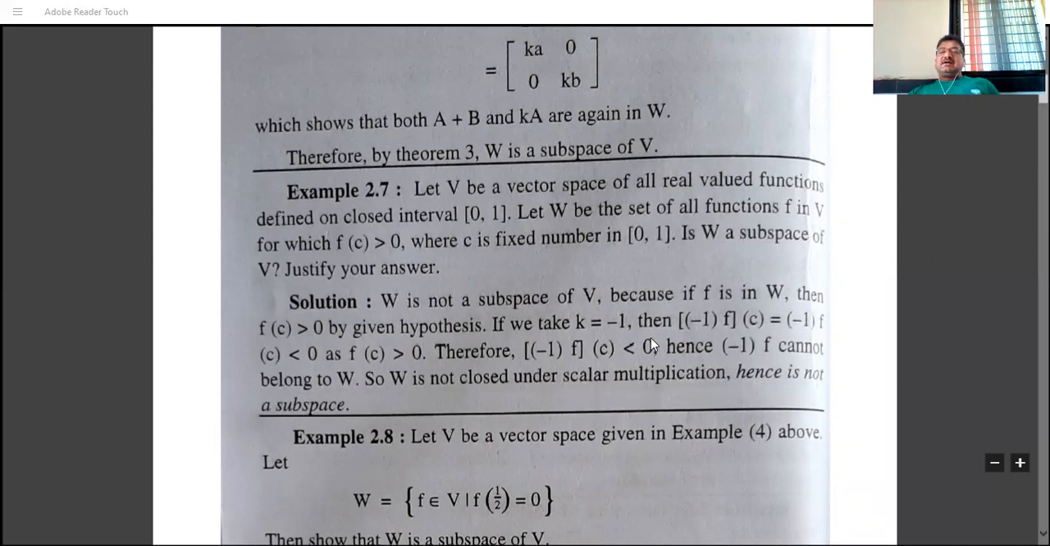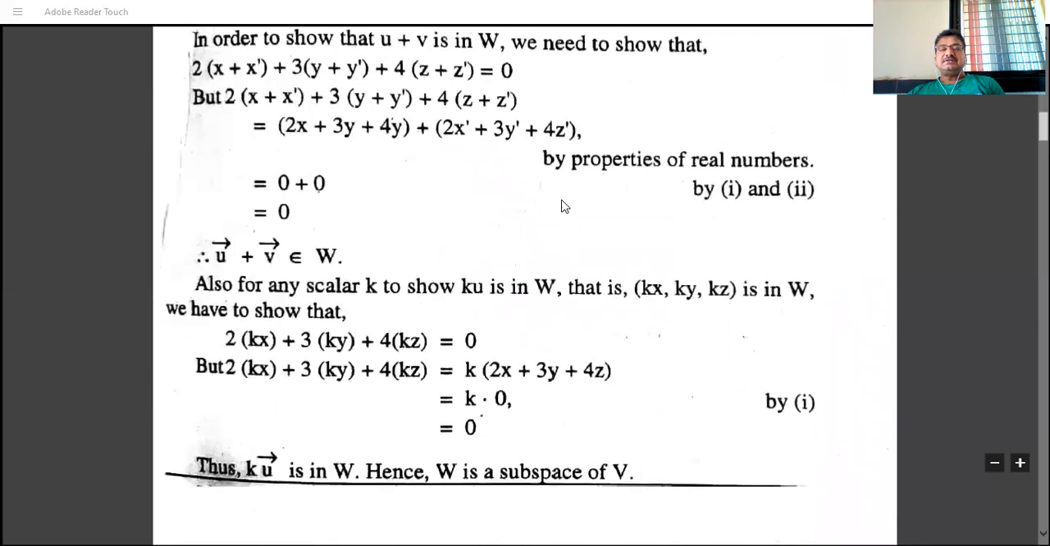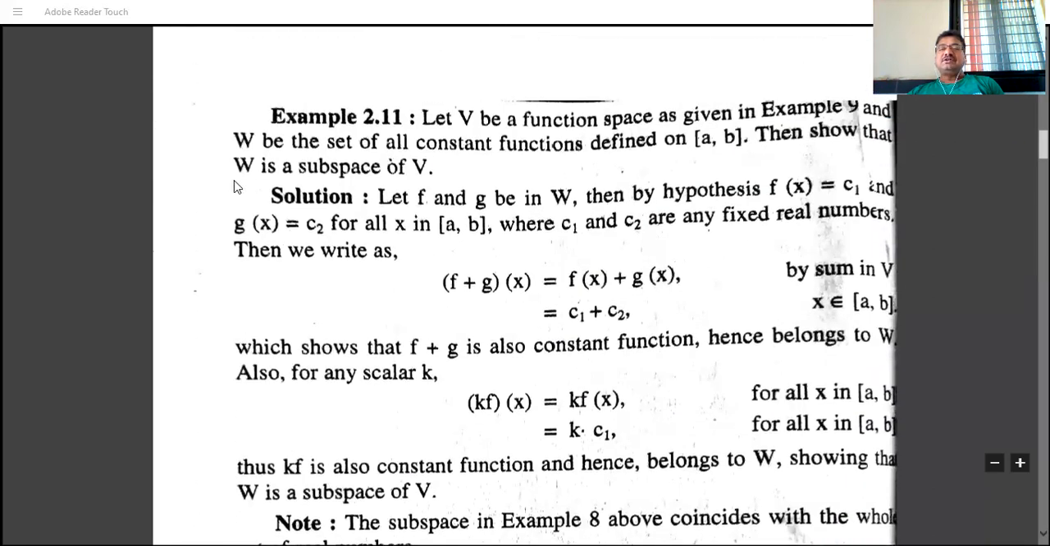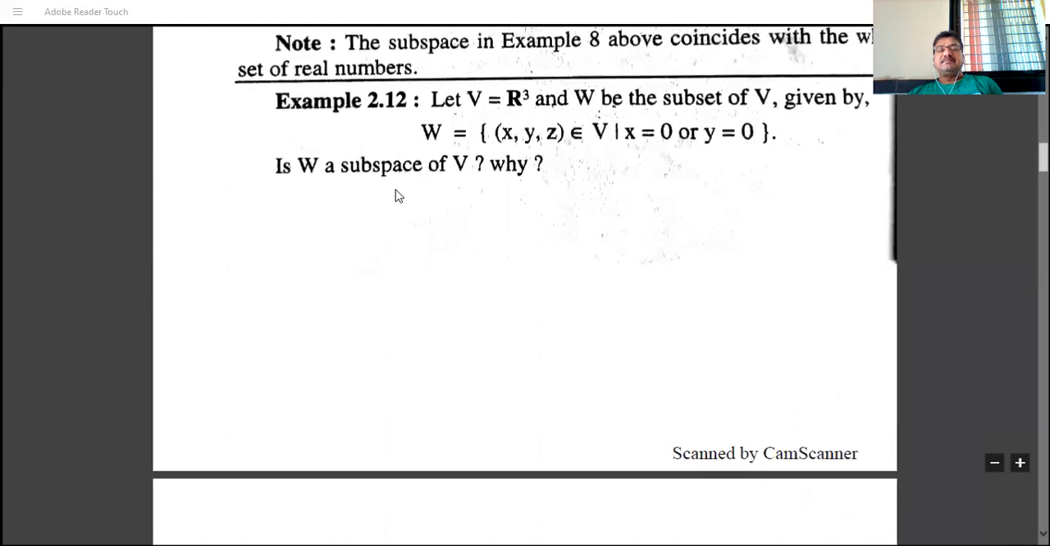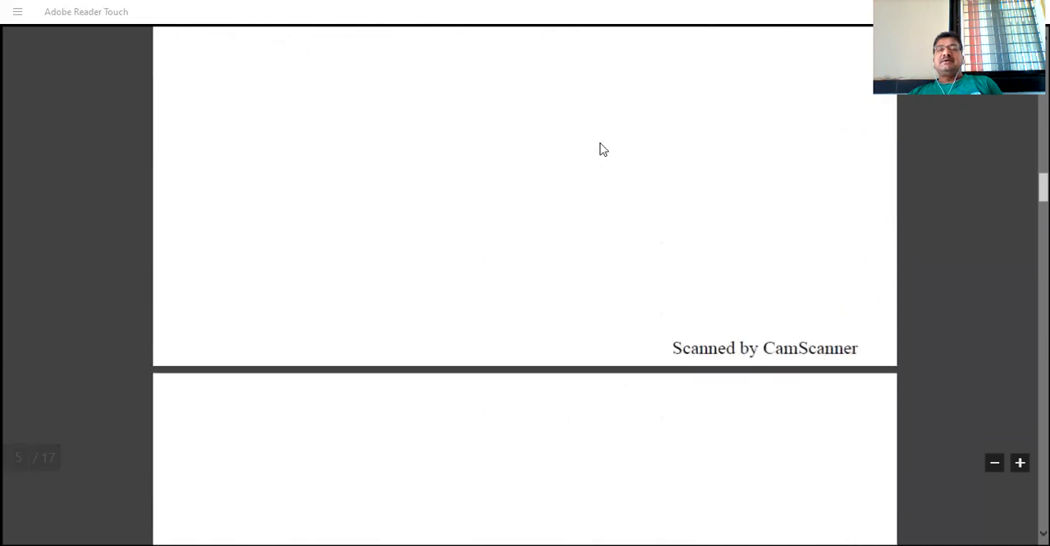That is, for any scalar k and an element of W, its multiplication is not necessarily an element of W. kf does not belong to W for all k and for all f, and therefore W is not closed under scalar multiplication, and hence it is not a subspace. This W is not a subspace of V. But if W is the set of all constant functions in this example, then it is a subspace of V. Already these examples were solved in the previous lectures.